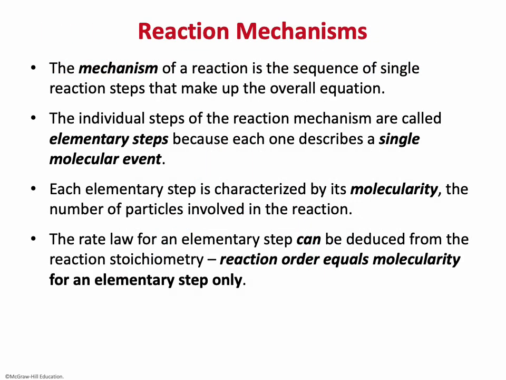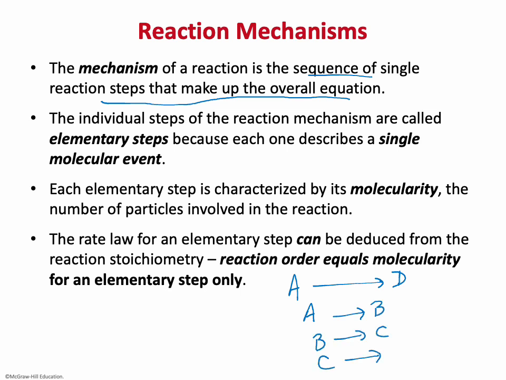The last part we'll talk about is called reaction mechanism. The mechanism of a reaction is the sequence of single reaction steps that make up the overall reaction. For instance, if A is changing into D, it's not necessary that the reaction occurs directly. We could have A changing to B, B is then changing to C, and whatever C is produced eventually changes into D. So this reaction that we saw, this is the overall reaction.